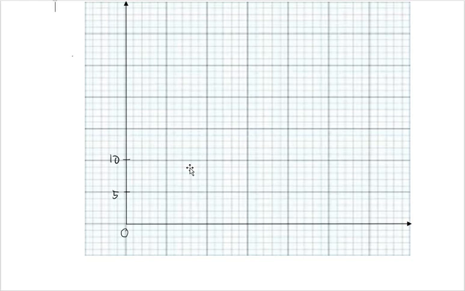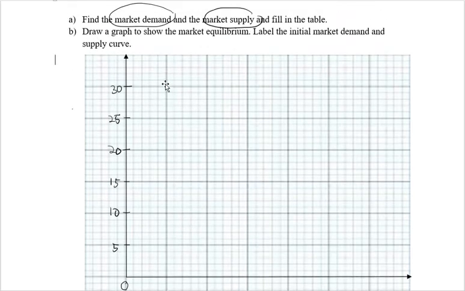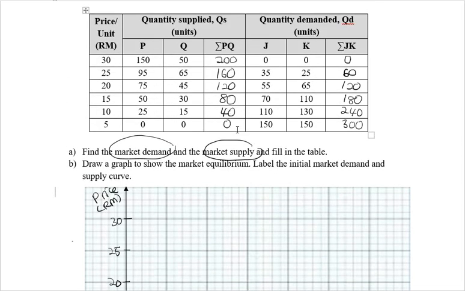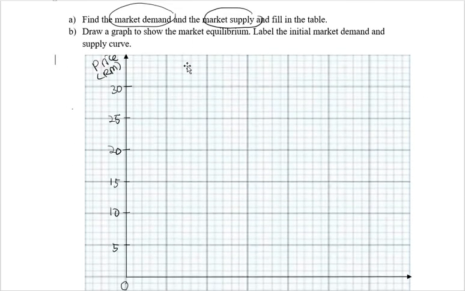10, 15, 20, 25, and the last one is 30. So this is your price. Okay, so I put here price, which is in RM. Okay, your y-axis, and your x-axis is supposed to be for your market demand and market supply. So you are going to draw both the market demand curve and the market supply curve in your graph here. Okay, on the same graph.